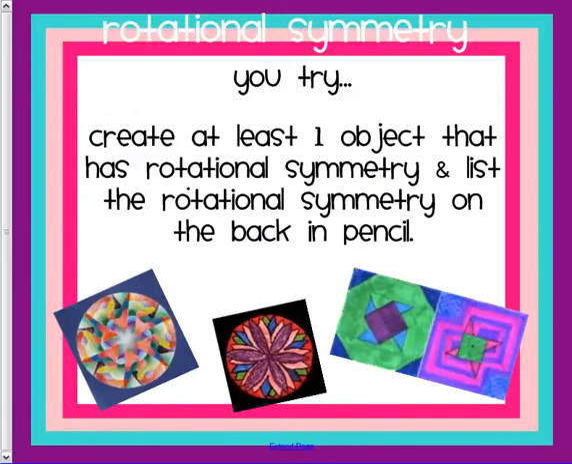Here's a little bit of a challenge for you that I'd like you to bring to class tomorrow. Create at least one object that has rotational symmetry and list those symmetries on the back in pencil. You can get as creative with it as you want, but please don't give me a basic shape, like a square, a rectangle, or a triangle. Add some definition to it a little bit. Okay, so go ahead and try that for me and bring it to class.